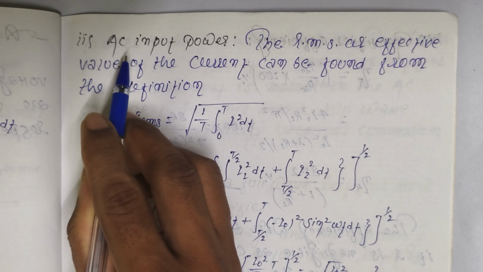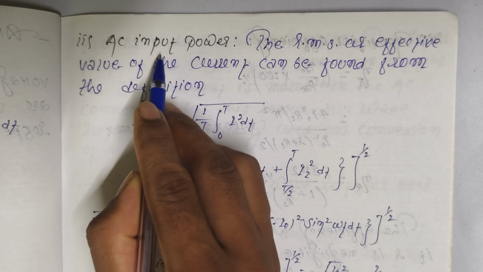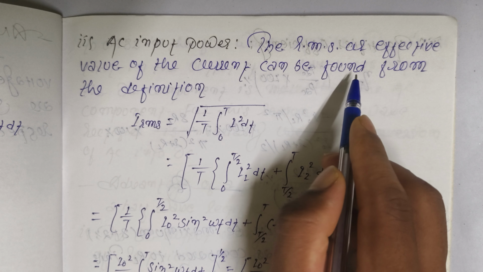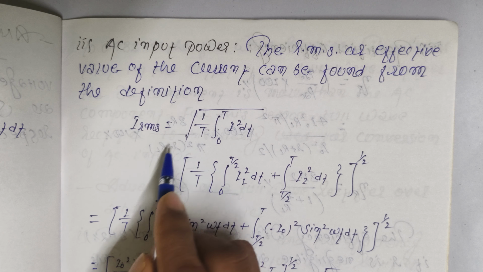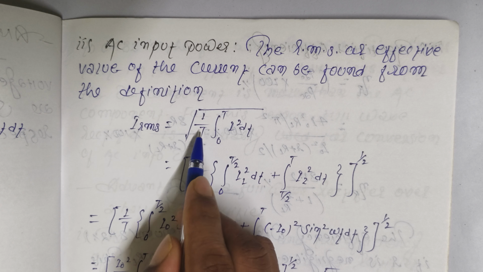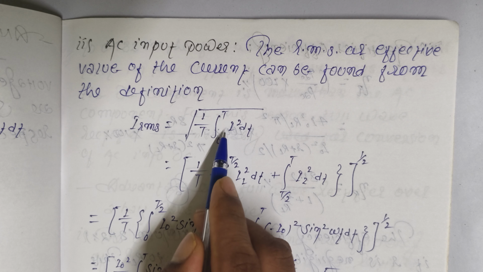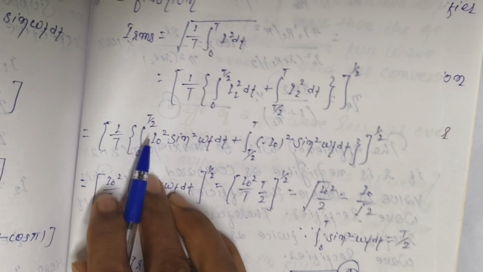Now we discuss topic 2, AC input power. The RMS or effective value of the current can be found from the definition. I_RMS is equal to the square root of 1 by T, integration 0 to T, I squared dt.